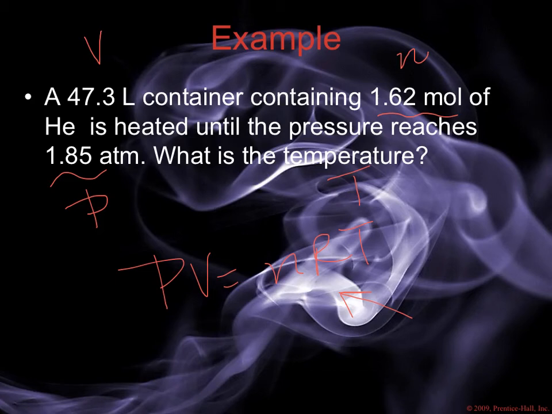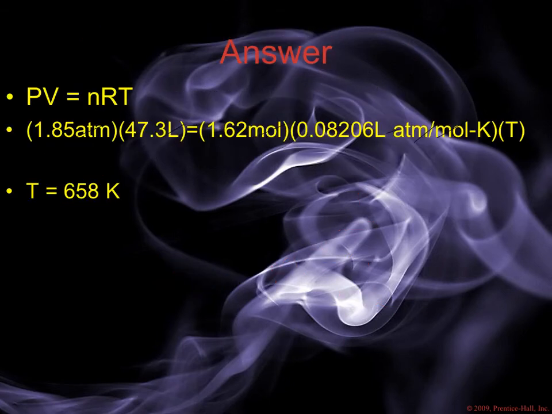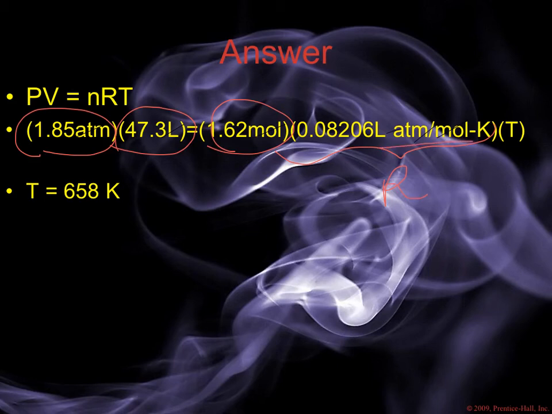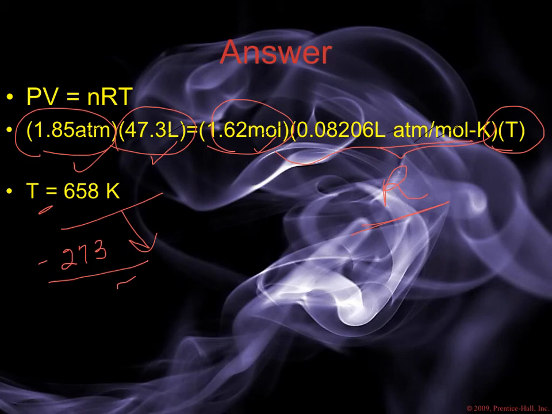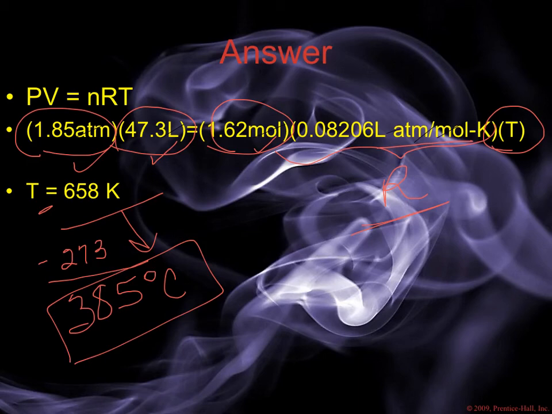You can try to work this problem out on your own, or you can go to the next page with me. All right, all you have to do is plug and chug. Pressure they gave you, 1.85 atmospheres. Volume, 47.3 liters. Moles, 1.62 moles. Here's the R value that has units that match all the units that were given to us in the problem. And we're solving for T. Rearrange this equation and solve for T. Remember that temperature will always be in Kelvin. Be careful, because some problems may try to trick you and ask you for the answer in Celsius. If that's the case, you need to subtract 273 from the Kelvin value. So if it asks for Celsius, the answer would be 385 degrees Celsius.